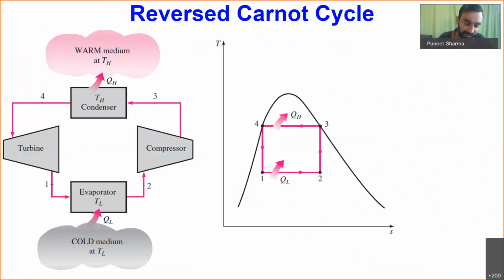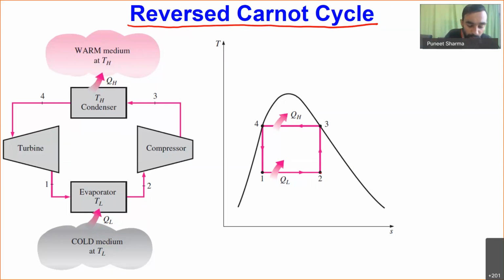Now we know the fundamental basis of any of these devices is our Carnot cycle. For power producing units, our Carnot cycle operates in a certain direction, and we know that all the processes of the Carnot cycle are completely reversible. So if all the processes are completely reversible, we can easily reverse the path of this entire cycle. The basis for the ideal refrigeration cycle is reversed Carnot cycle. So in the case of the reversed Carnot cycle, what will be happening?